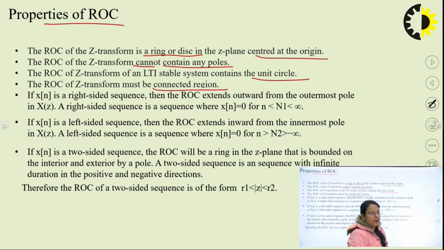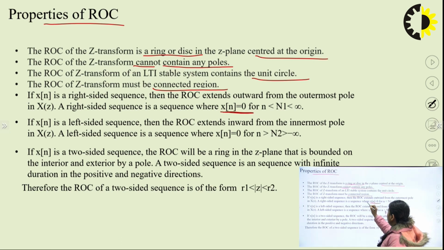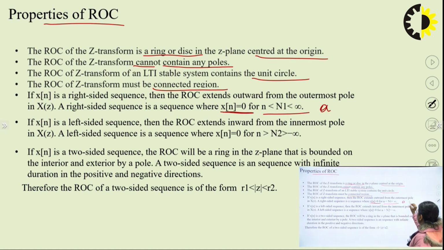So if we have a right-sided sequence, in that case the ROC will be outward from the outermost pole of X(z). That means if x(n) is equal to 0 for n less than some N in a right-sided sequence, then the ROC lies between R max and infinity, or you can say it is outside R max.